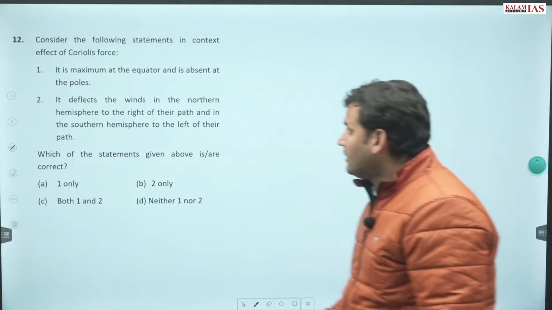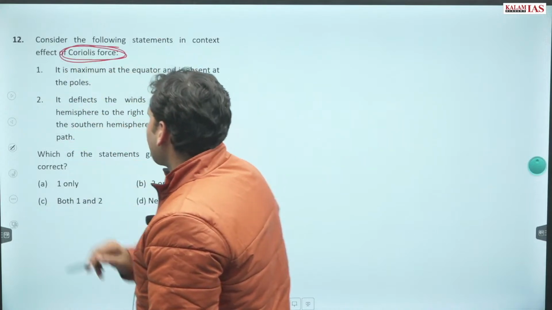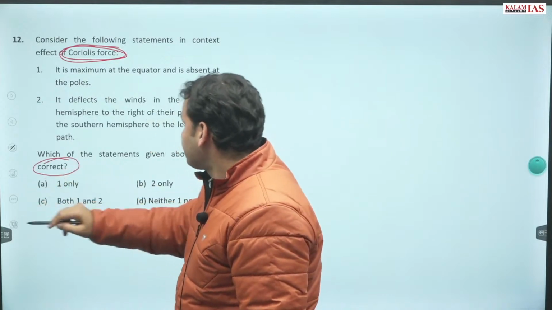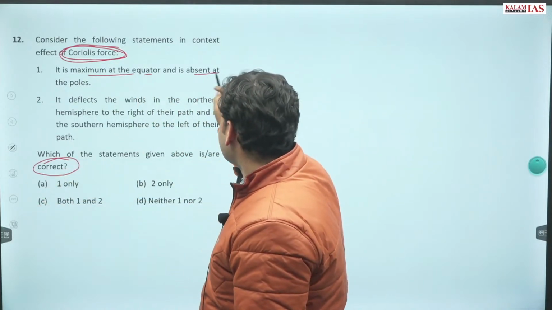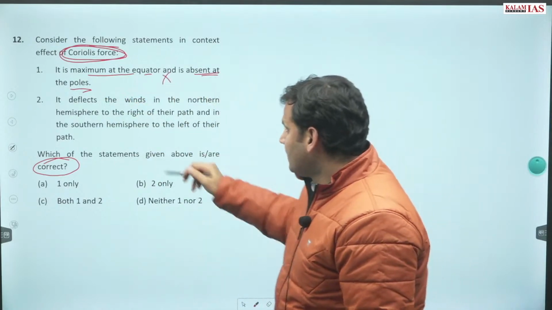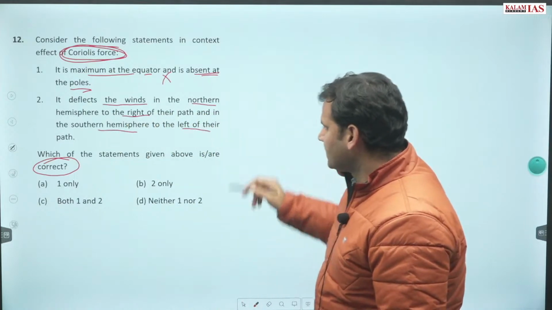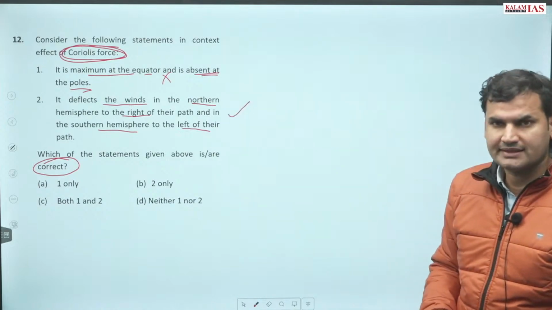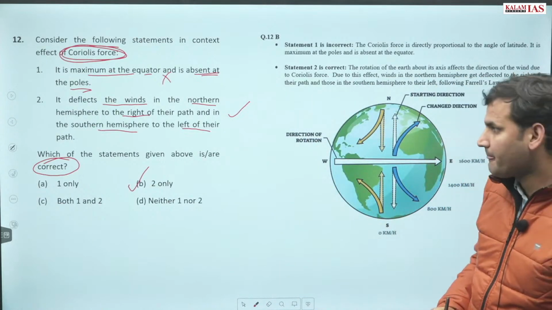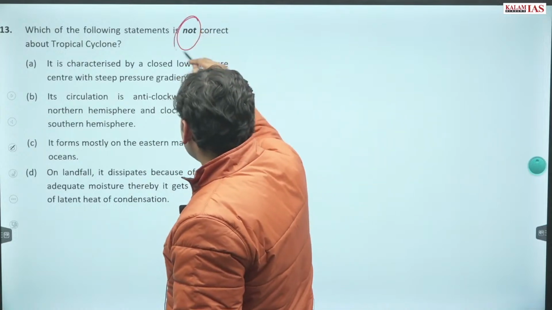Question number 12. Consider the following statements in context of the effect of Coriolis force. Coriolis force is a basic force effect, and they have asked for the correct one. It is maximum at the equator and it is absent at the poles. This is wrong. It deflects the wind in the northern hemisphere to the right and in the southern hemisphere to the left. Yes, this statement is true. This is absolutely basic. So the second statement is true. First is wrong.